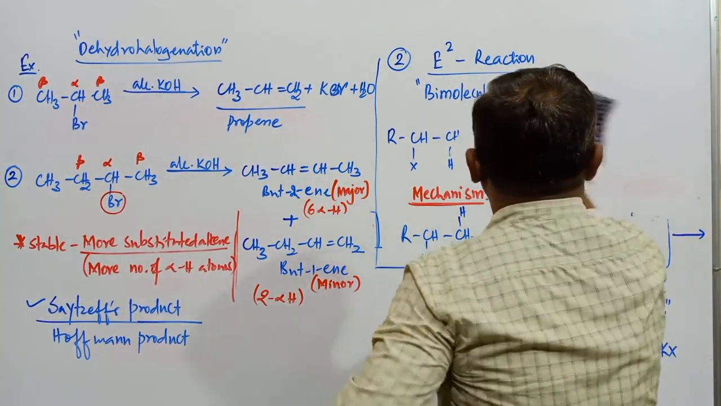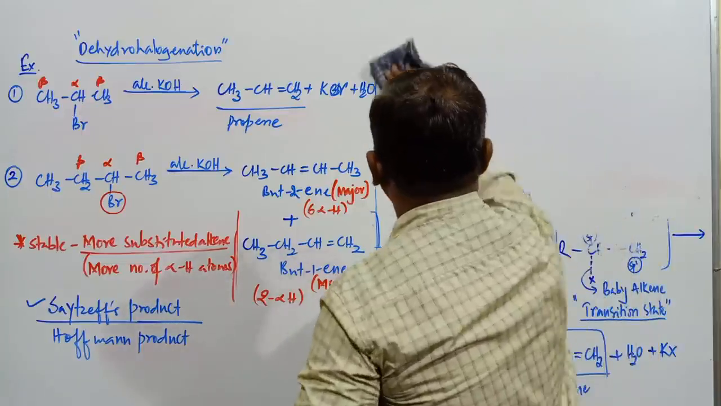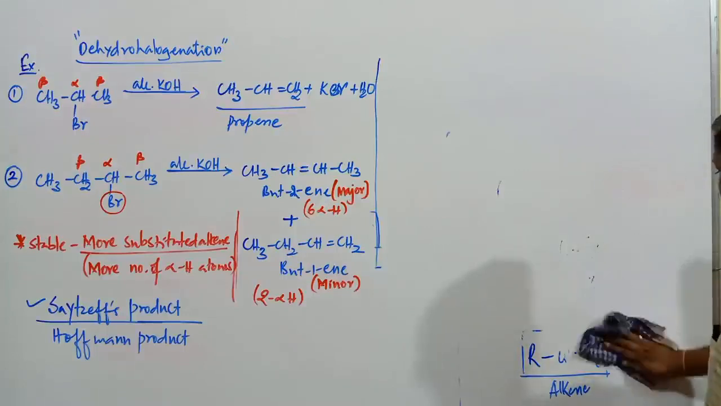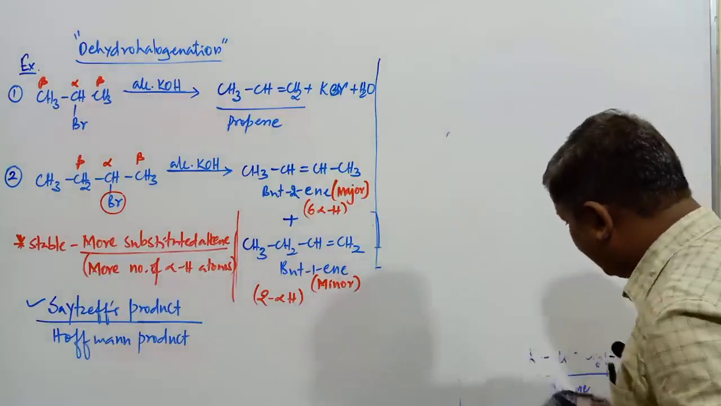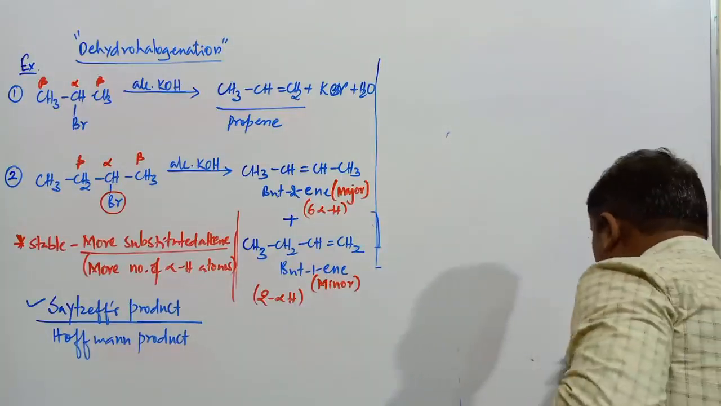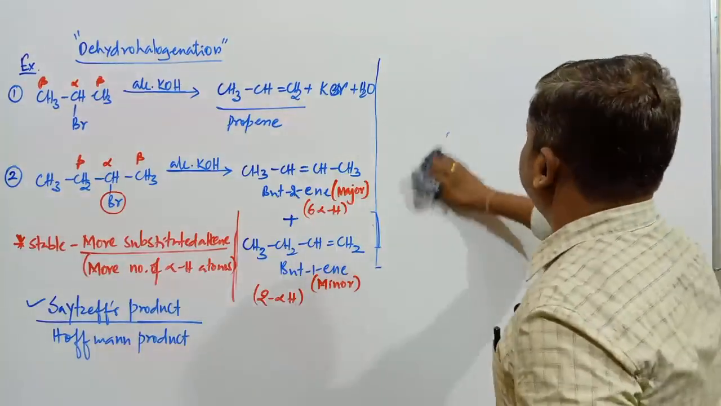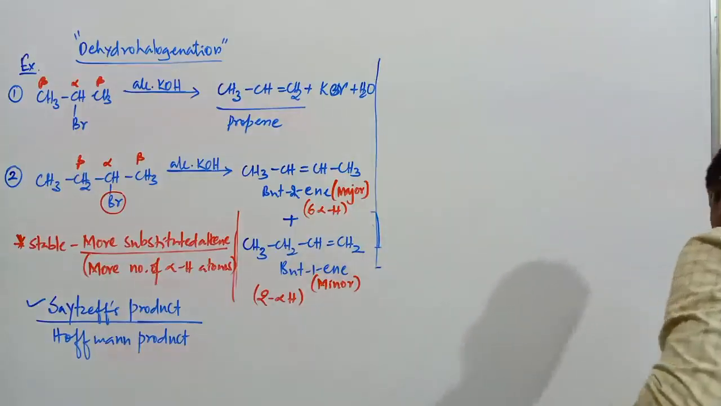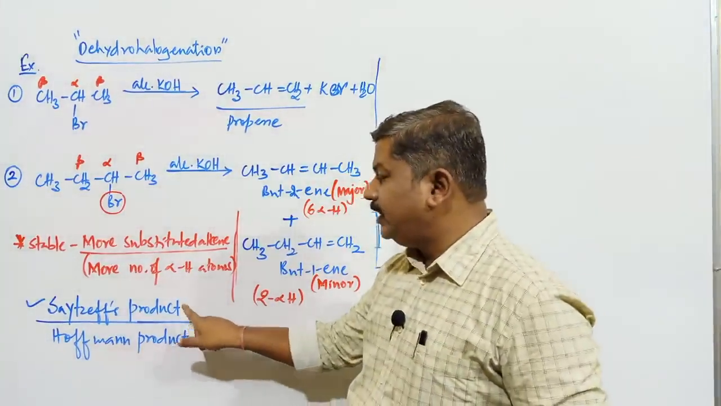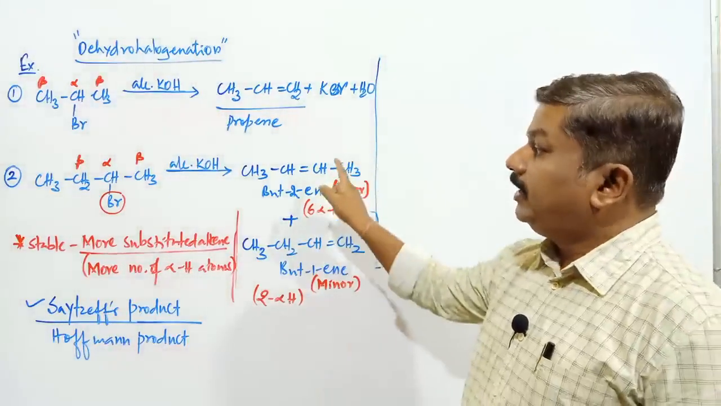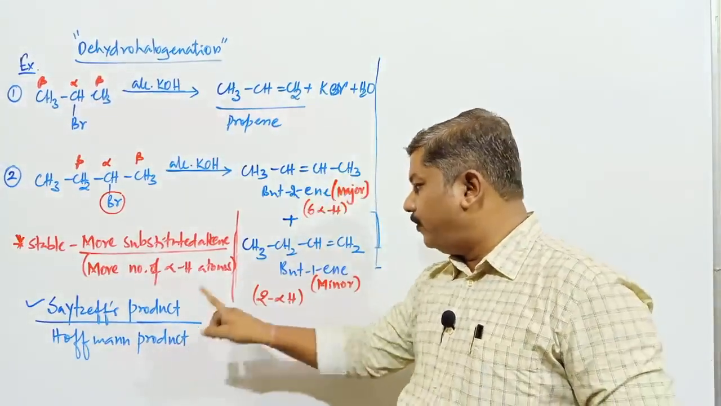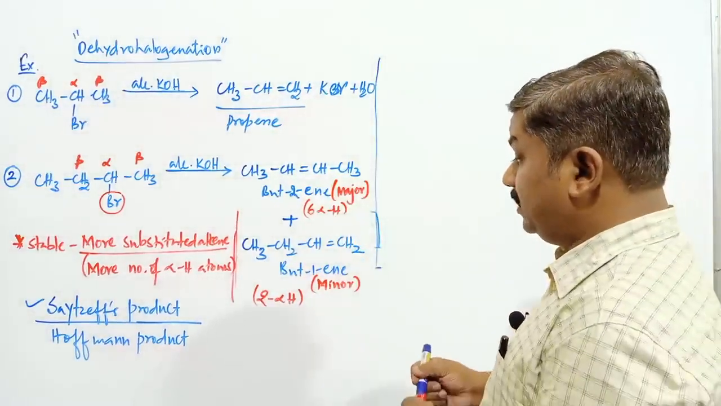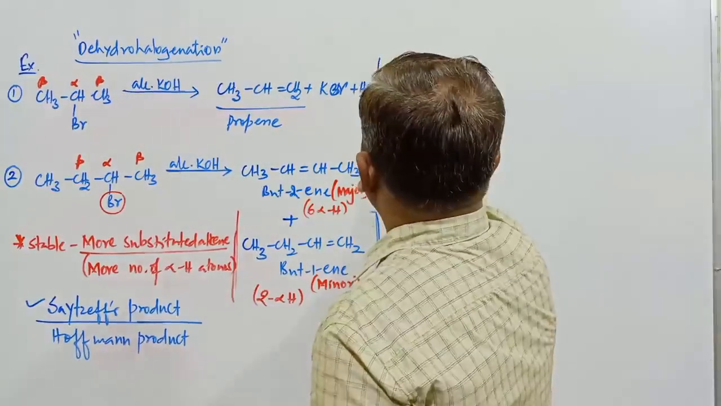Okay, next we'll move on to another example, to see how the formation of Saytzeff and Hofmann products takes place in some other compounds. So this is clear: the Saytzeff product is the one which is more substituted, which contains more alpha hydrogen atoms. The Hofmann product is the one which is less substituted and which contains fewer alpha hydrogen atoms.